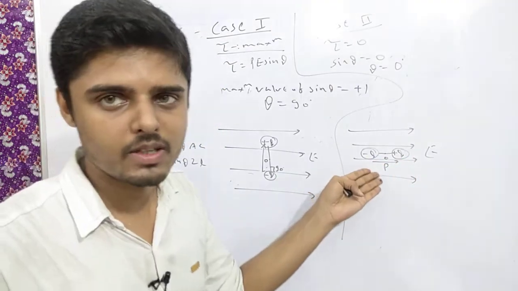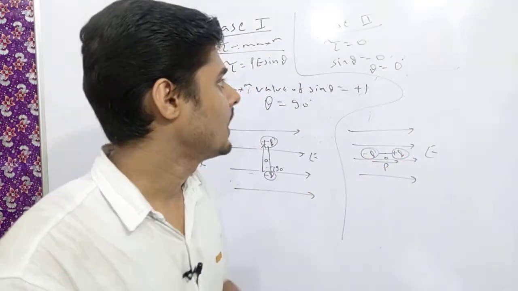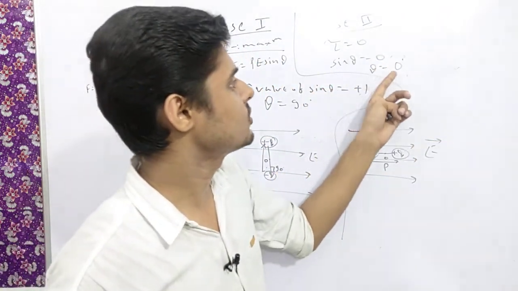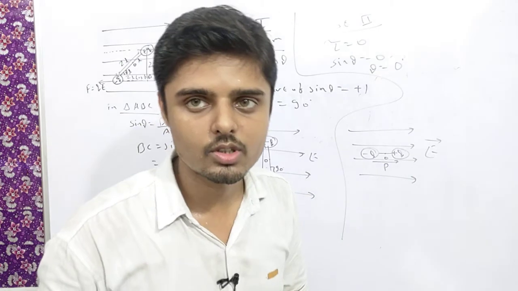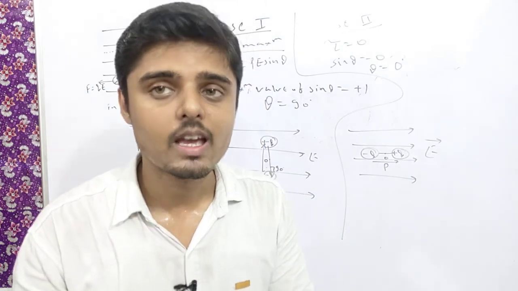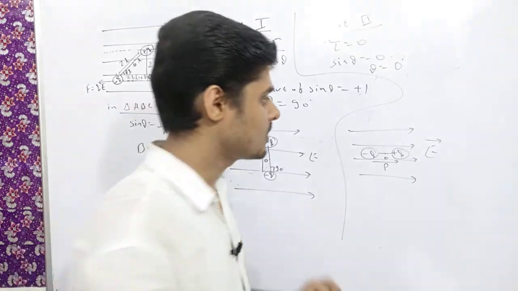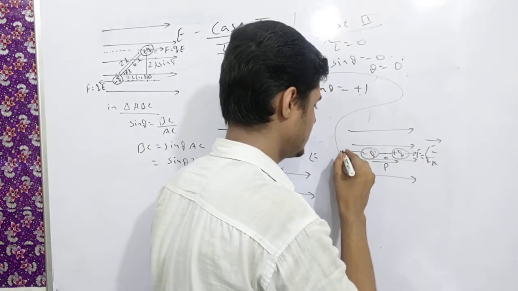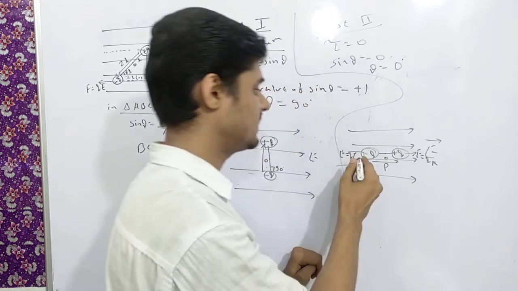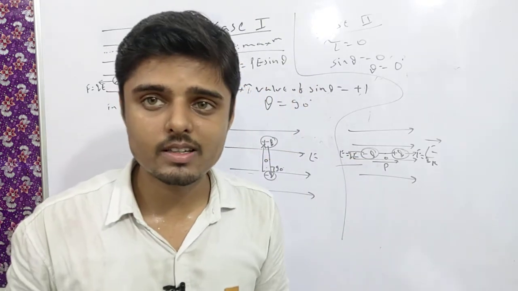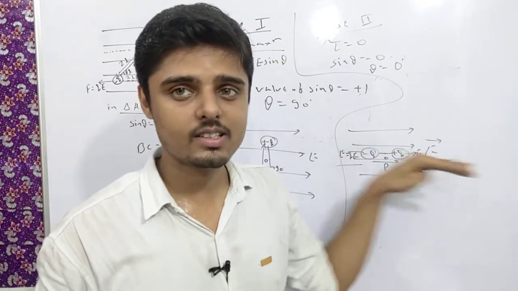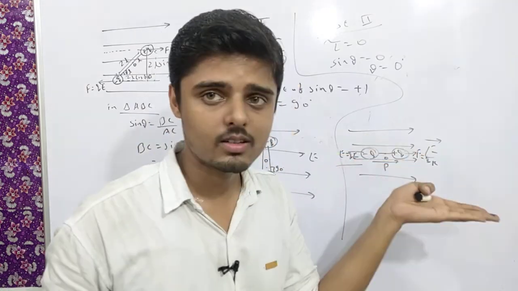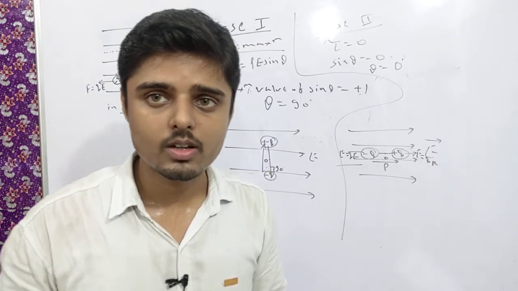Now you can say here that P is making an angle of 0 degrees with E, and in this situation, since theta is equal to 0 degrees, sine theta is equal to 0, so torque is equal to 0, meaning there is no torque in this case. Why? Because force F is equal to QE, and in this condition there is no different line of action. Both forces have the same line of action, and that's why torque is not present here.